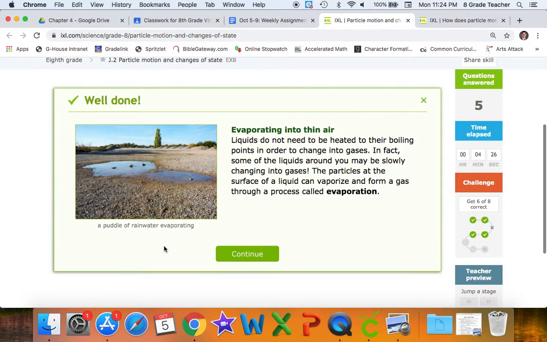Evaporating into thin air. Liquids do not need to be heated to their boiling point in order to change into gases. In fact, some of the liquids around you may slowly change into gases. The particles on the surface of the liquid can vaporize and form a gas through the process called evaporation. We learned that vaporization happens in two forms: in boiling inside of the liquid and evaporation at the surface of the liquid, where those particles are moving at a faster rate than other particles throughout the liquid.